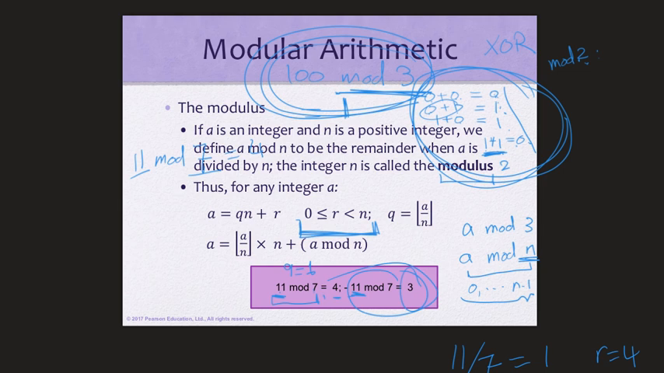So for negative numbers, you multiply by something that takes you into more negative, and then you take the difference as the remainder. Okay?